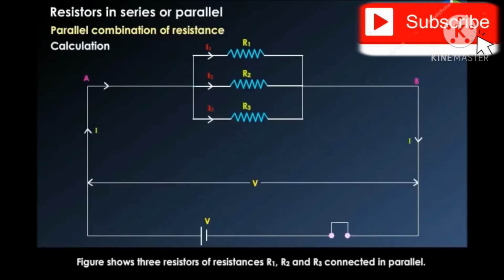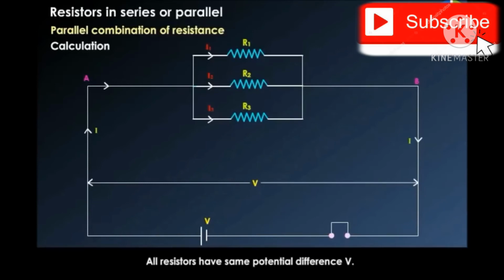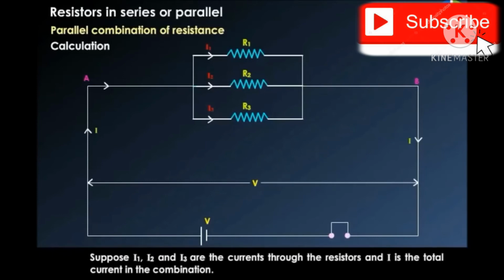Calculation. The figure shows three resistors of resistances R1, R2 and R3 connected in parallel. The combination is connected to the terminals of a battery of potential difference V. All resistors have the same potential difference V here. Suppose I1, I2 and I3 are the currents through the resistors and I is the total current in the combination. Then I is equal to I1 plus I2 plus I3. This is our equation 1.